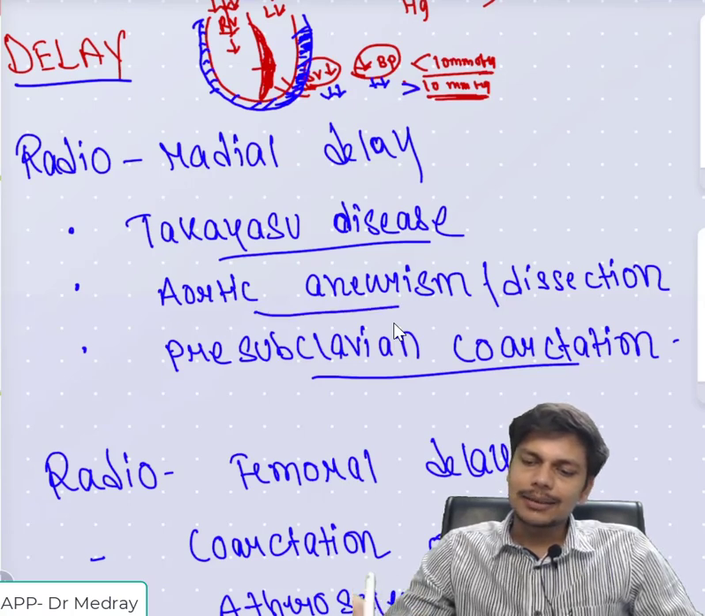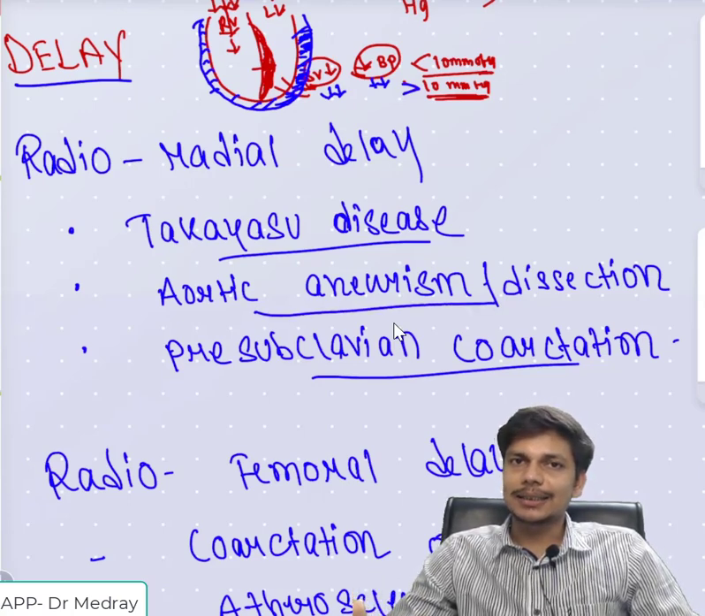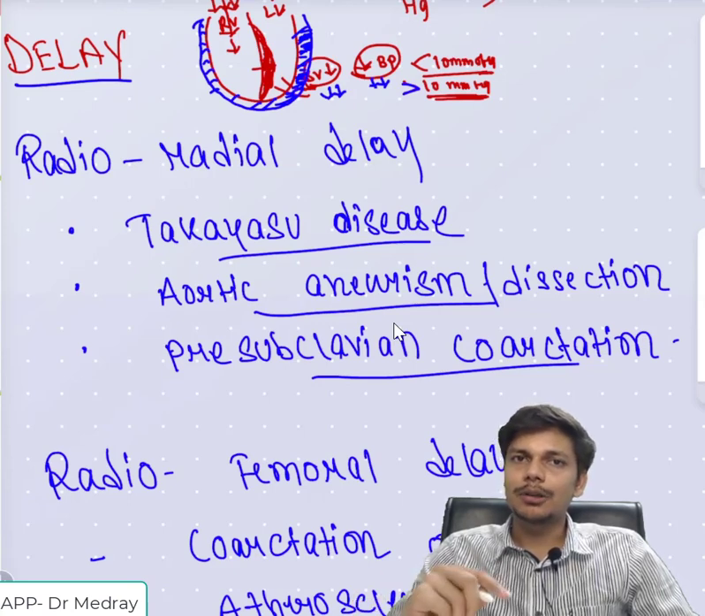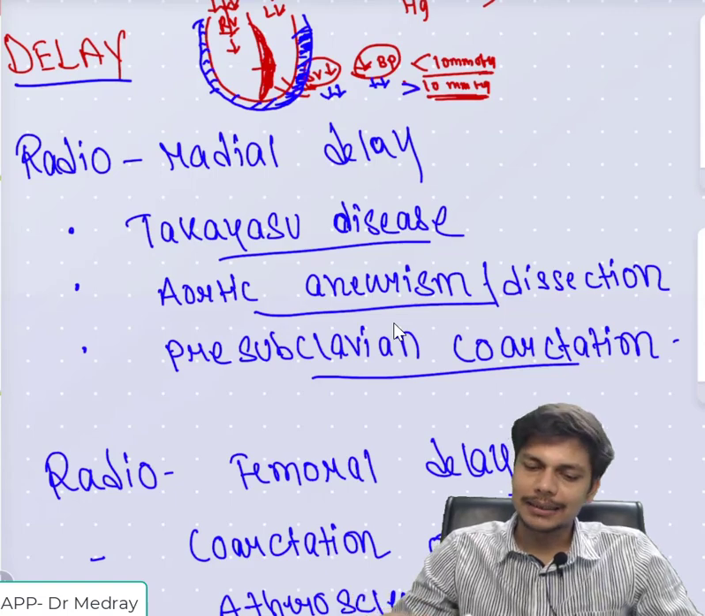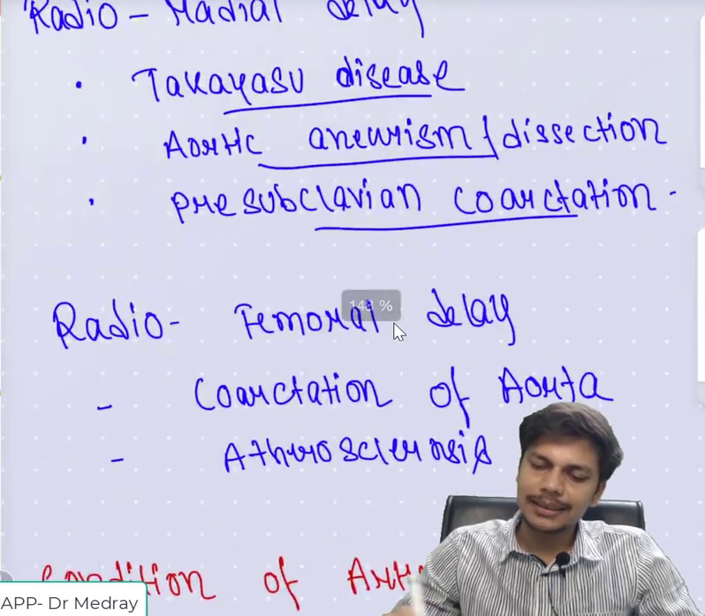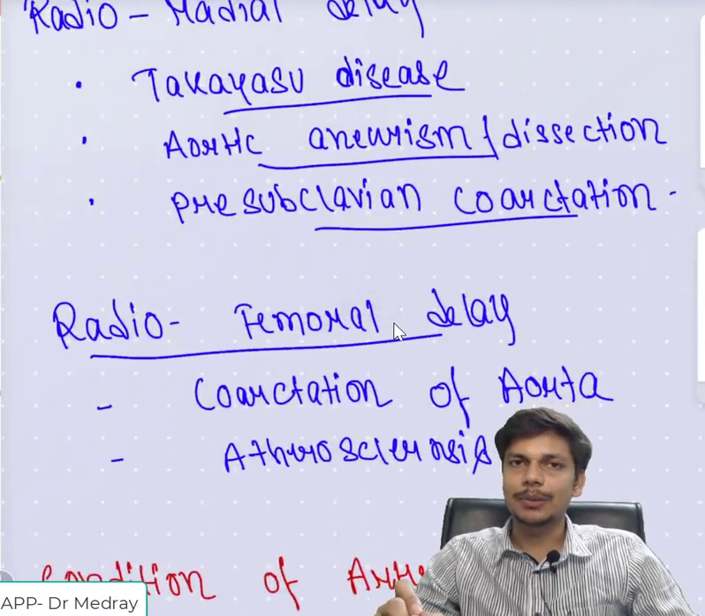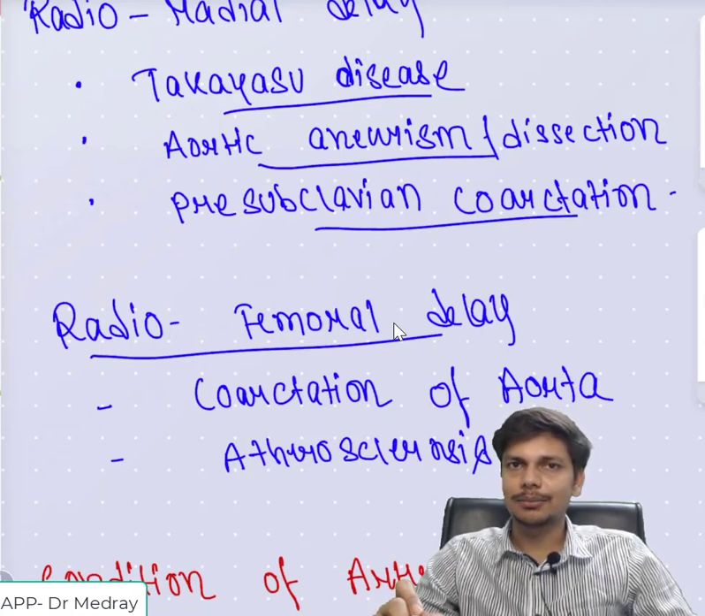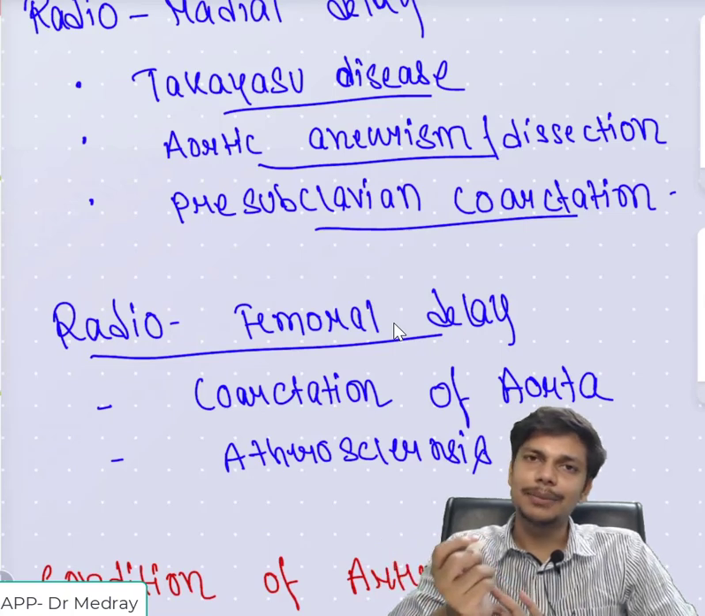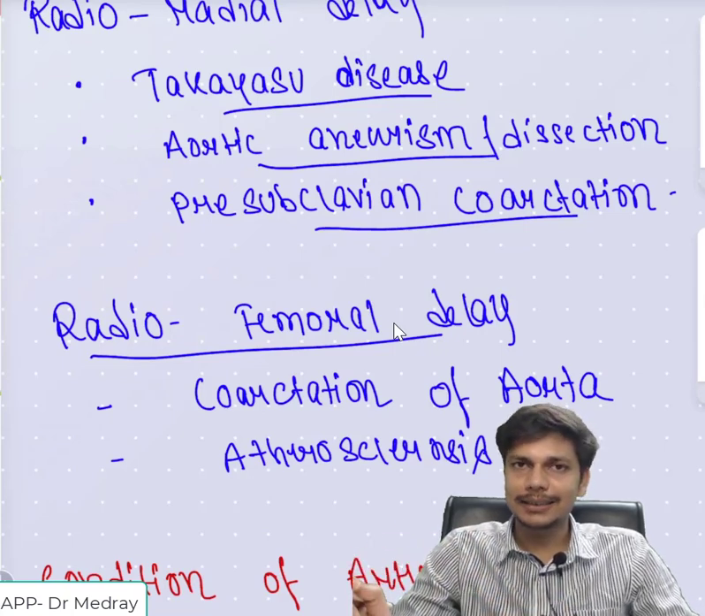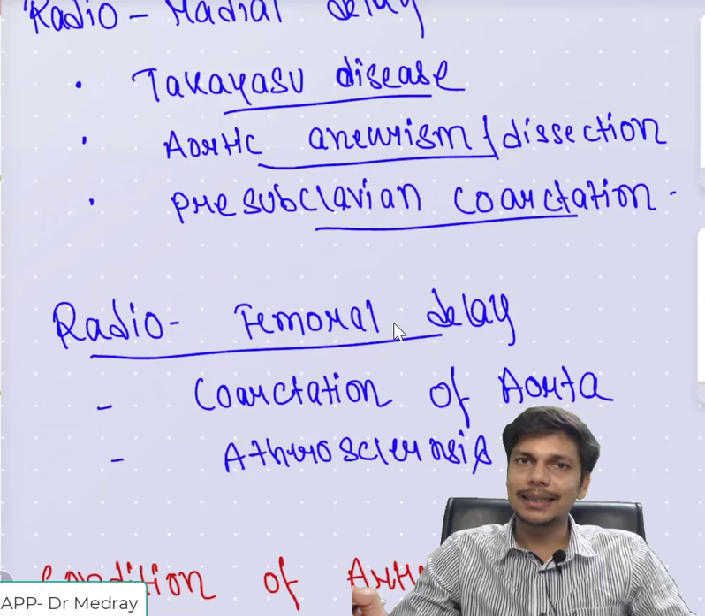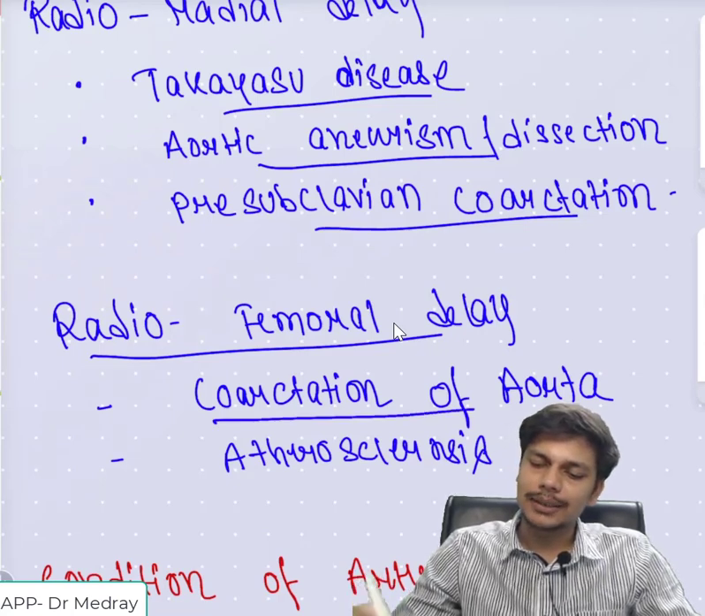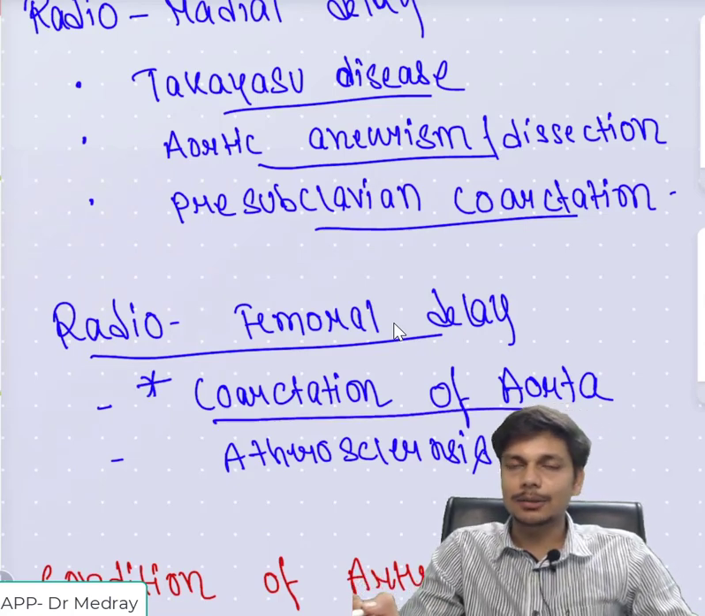If the patient is having aortic aneurysm or aortic dissection, then also the patient may have a radial delay or abnormal volume of the pulse bilaterally. In radiofemoral delay, you are checking the radial artery and femoral artery simultaneously. Normally there should be no delay between the filling of the radial artery and the femoral artery. But if there is a delay, you must suspect one important cause, that is coarctation of the aorta.